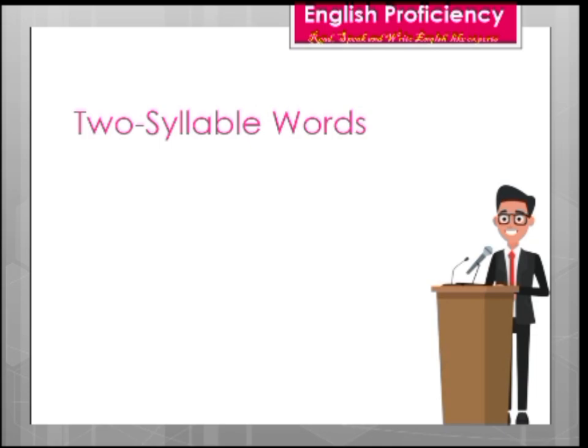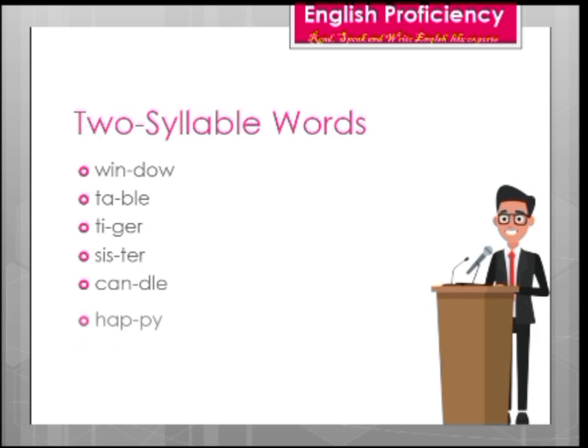All right, so here we are in two syllable words. Let's look at a word like window. Window. Two syllables. Table. Tiger. Sister. Candle. Happy. Brother.